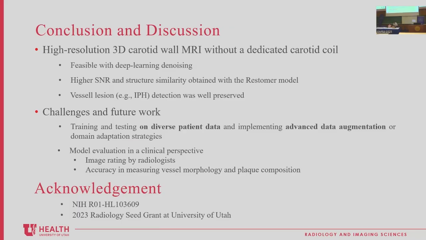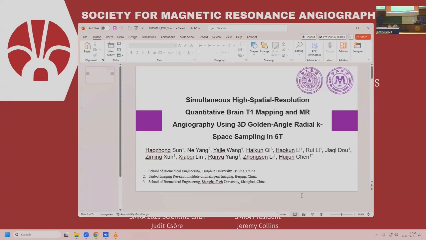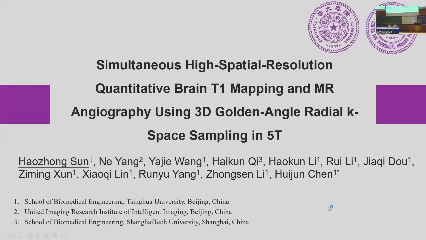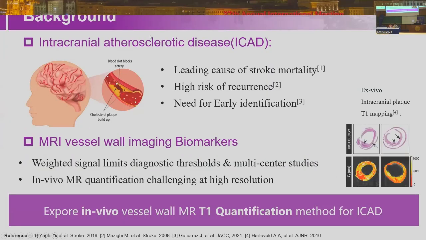Thank you so much. We will continue with a presentation by Hao Chong Sun from Tsinghua University on simultaneous high spatial resolution, quantitative brain T1 mapping and MRA using 3D golden angle radial k-space sampling at 5 Tesla. Thank you for your introduction. I have nothing to declare.